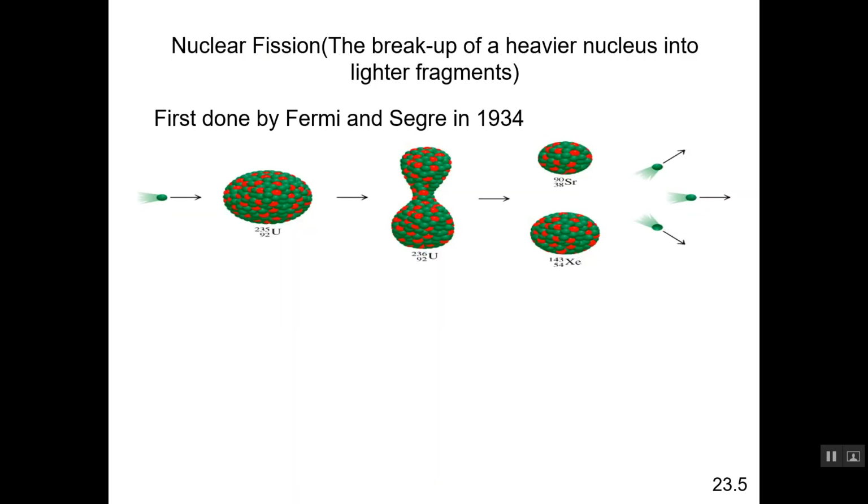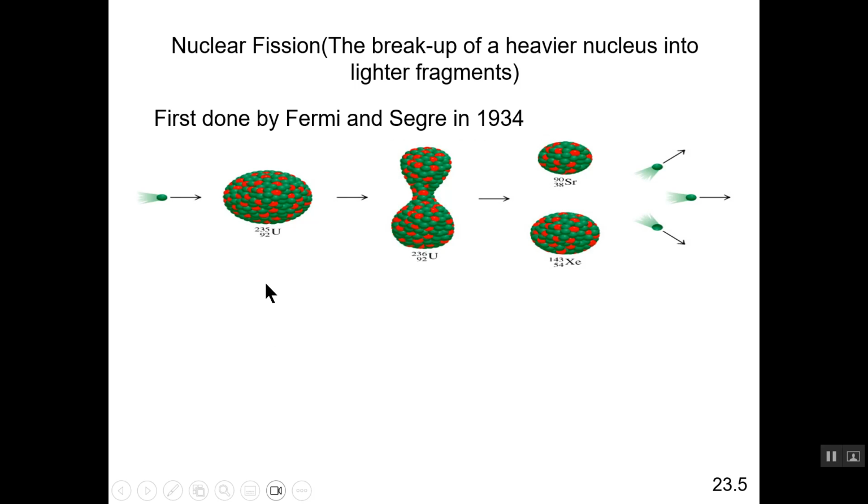Okay, the next thing I want to talk about is also a very important process, nuclear fission, which, as you see here, involves the breakup of a heavy nucleus into lighter fragments. The example that is used here is the one that was first done by Fermi and Segre in 1934.